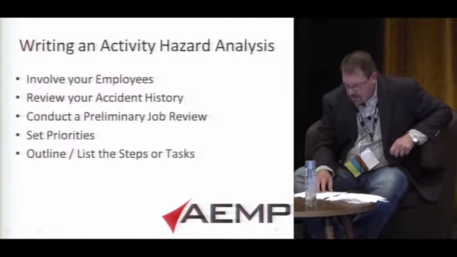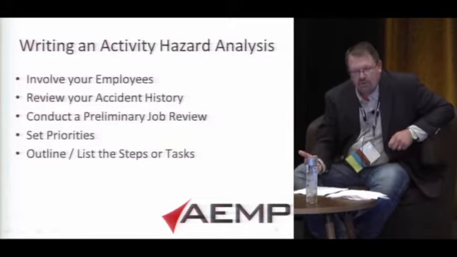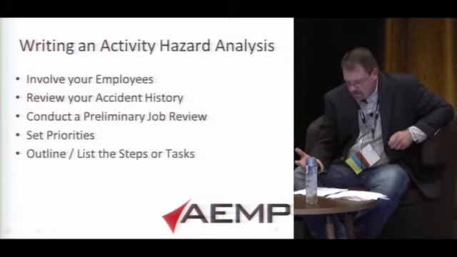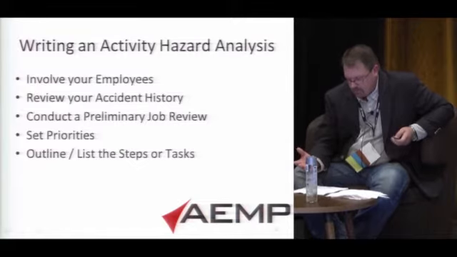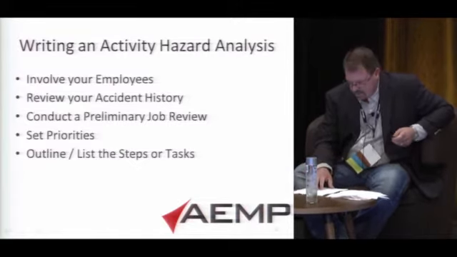Writing an activity hazard analysis. Involve your employees. Review your accident history. Conduct a preliminary job review. Set priorities. Outline and list the steps and tasks.